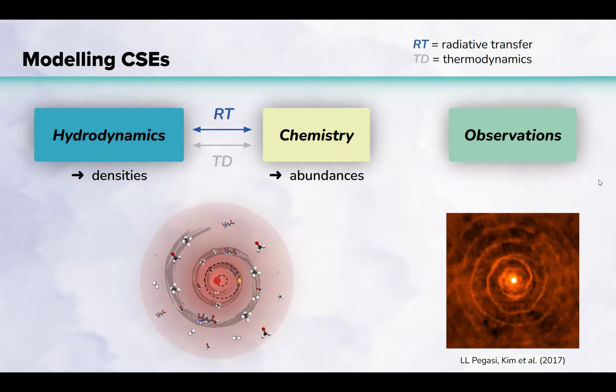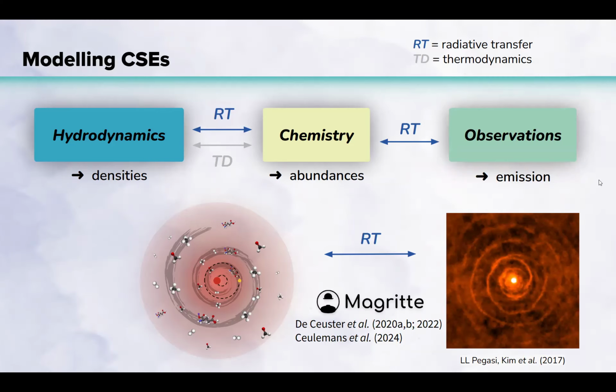And again, we need radiative transfer to make the connection to get the emission of these molecules. And at KU Leuven, we do this using the code Magritte. So this is a ray tracing radiative transfer code developed by Frederik de Keuster, and also Thomas Kullemans is working further on this to develop it more. All right, so these are the 3 different ingredients we need to properly model such an observation, basically.